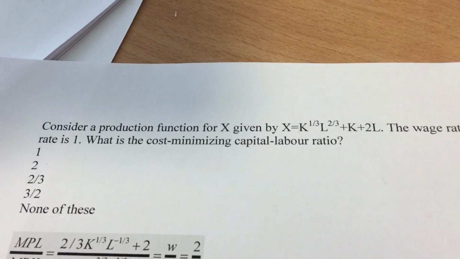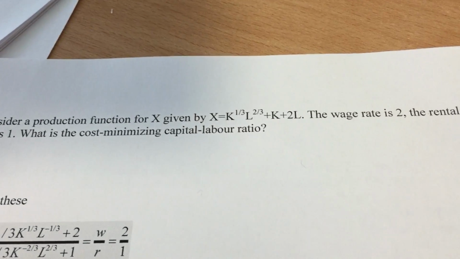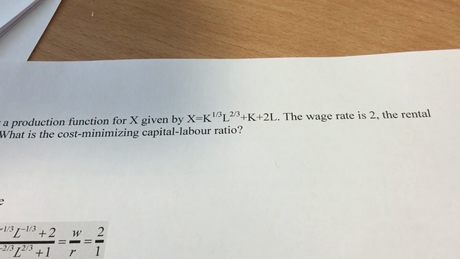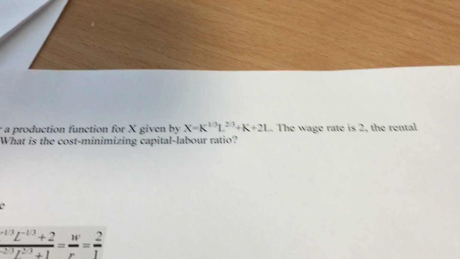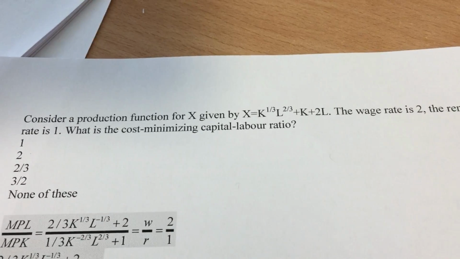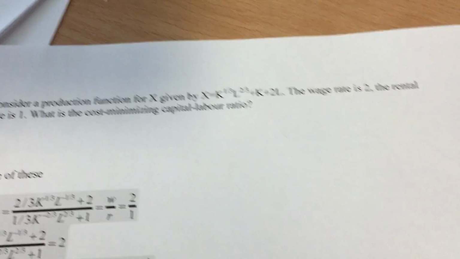Right. So the first question says, consider a production function for x given by x equals k to the 1/3 L to the 2/3 plus k plus 2L. The wage rate is 2, the rental rate is 1. What is the cost minimizing capital labor ratio? So the way you do this is the same as always.